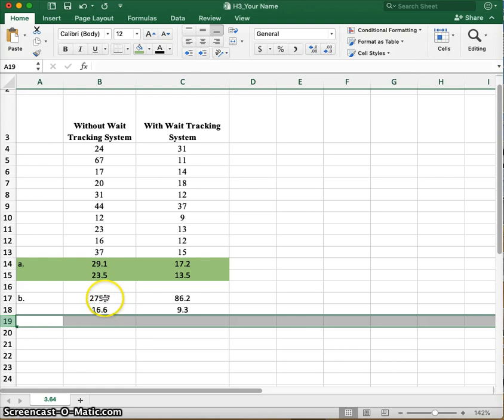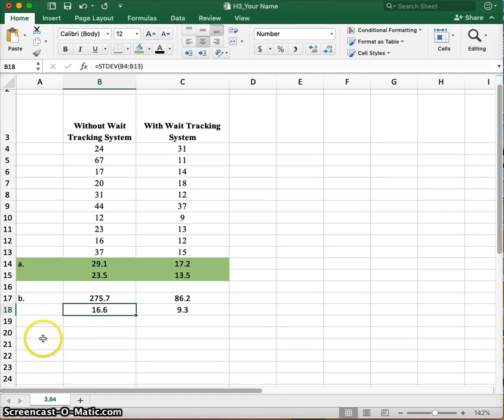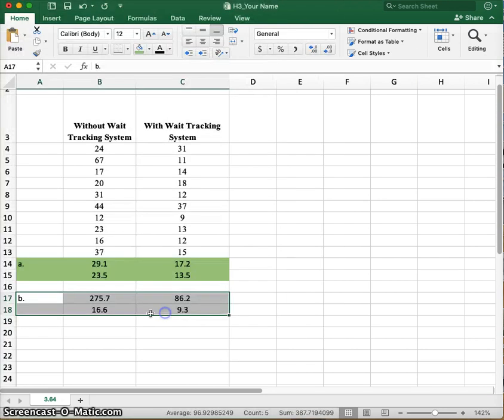So again, to find the variance, I do that using the variance function. And to find the standard deviation, I do that by using the standard deviation function. Okay, so C wants to know, what kind of conclusions can I make? Let's highlight this so we know that's B.